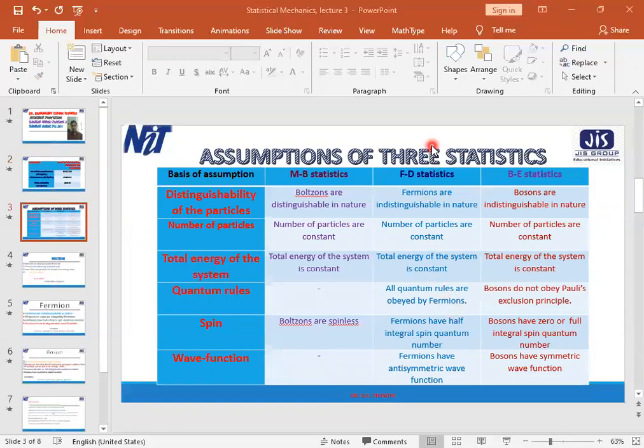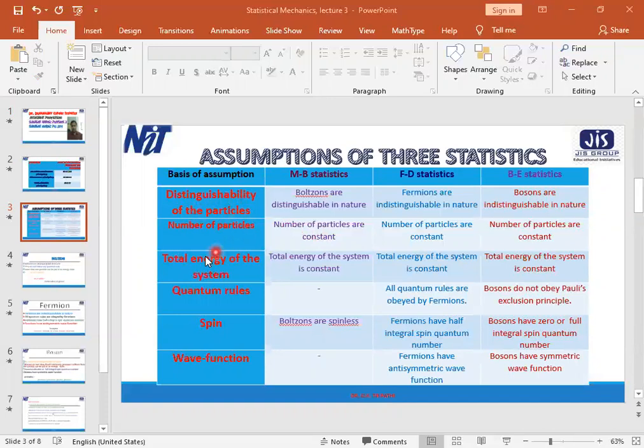Now let us discuss the assumptions of the three statistics. When we assume something to develop a theory, there must be some basis for the assumptions. The assumptions must have some clarification. Without clarification or without any base, we cannot take any assumption. So the first basis of assumption is distinguishability of the particle.